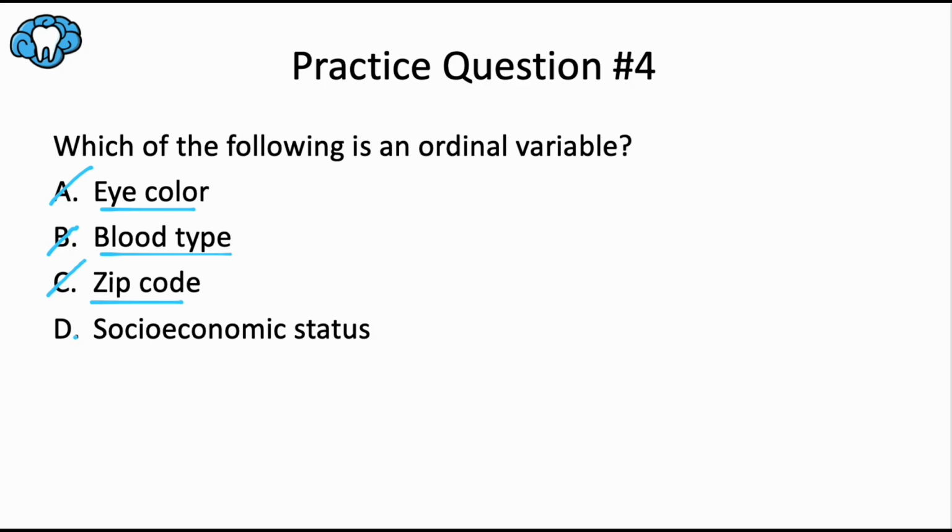And lastly, we have D, socioeconomic status, which is ranked from low, middle to high. So there is a meaning behind the ranking or an order to those values. And so D is an ordinal variable and the correct answer as well.